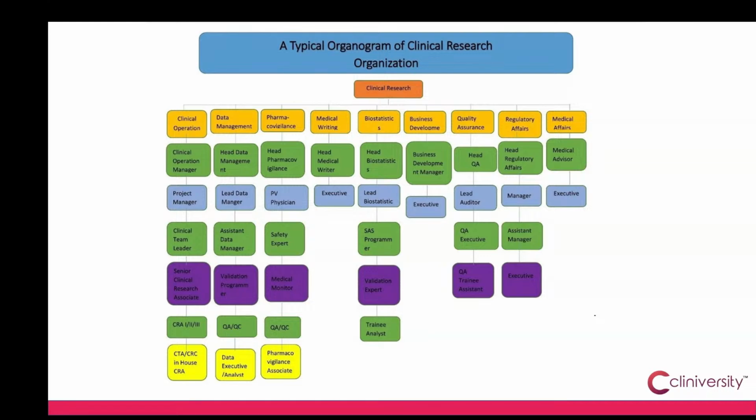So each department will have departmental calls, and they're going to discuss the progression of the clinical trial. And then we have the biostats department. This biostats department is closely interrelated with the data management team. You will start with a trainee analyst role, then become a statistician validation expert, then a SAS programmer, then a lead biostatistician, then head of biostatistics. So biostatistics will closely work with the data management and operations team.